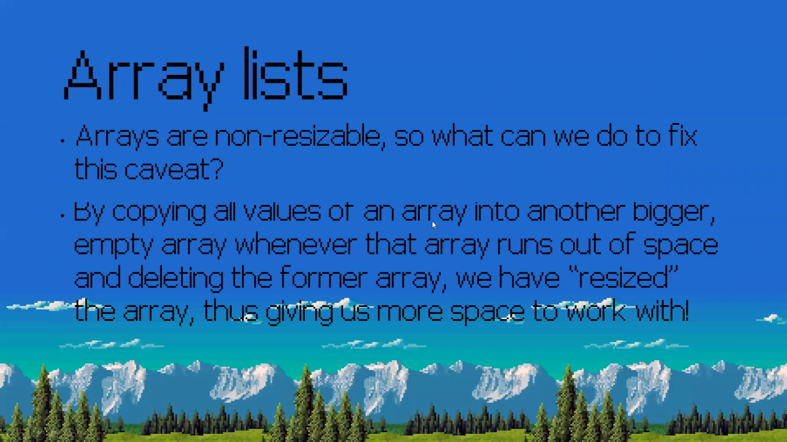By copying all values of an array into another bigger empty array whenever that array runs out of space, and deleting the former array, we have resized the array, thus giving us more space to work with. So if I have an array that contains the values 1, 2, 3, 4, which are all integers, and it only has 4 elements, meaning that I have filled all of its places. But suppose I want to add the number 5 to that array as well.